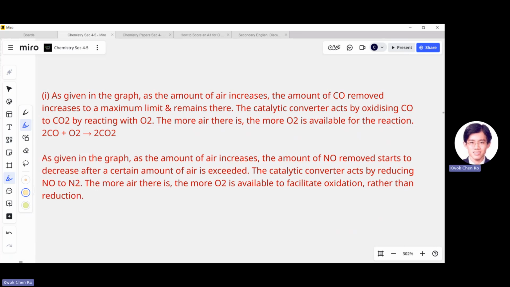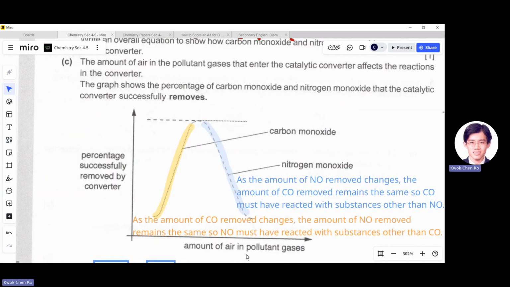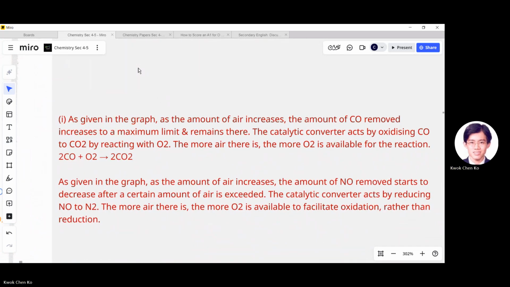By the way, you still have to refer to the graph. What happens as you have more air? The amount of CO removed increases. So that's what I wrote here. As air increases, based on the graph, CO removed increases to a maximum. If you can remember, write this down as well. It rises to a maximum and remains there. It doesn't keep on rising. It rises to a maximum.